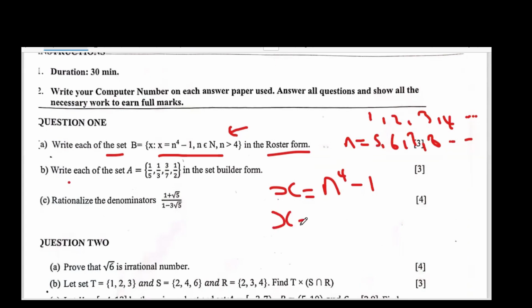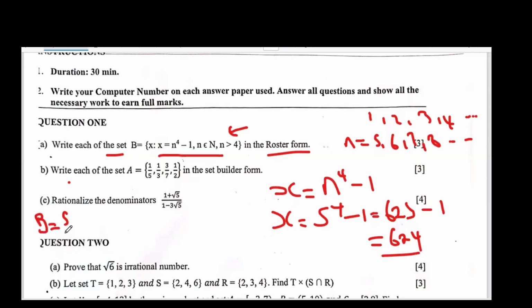Our first x will be when n is equal to 5. So x equals 5 to the power 4 minus 1. So what is 5 to the power 4? Okay, 5 to the power 4 is 625. And then you minus 1, which gives you 624. So this will be our first value of x. So if I write B here in roster form, my first value is 624, and then I'll say comma.